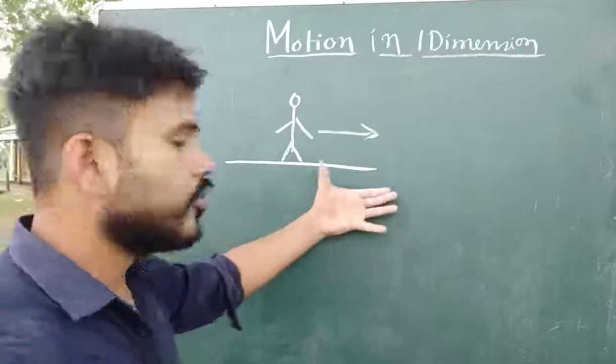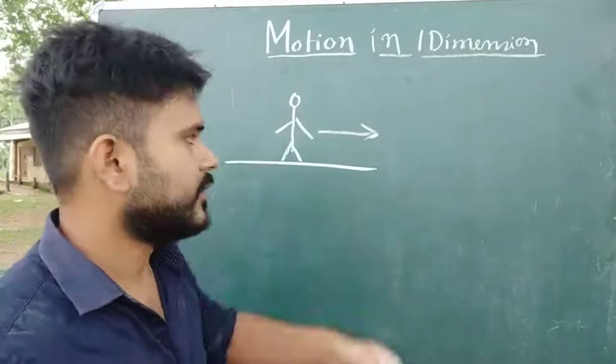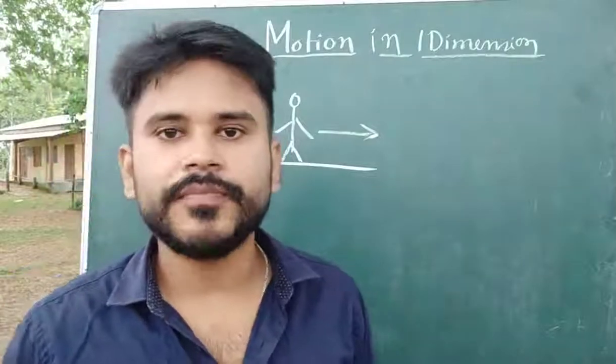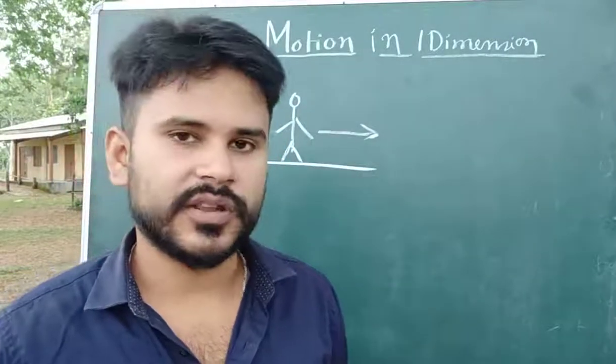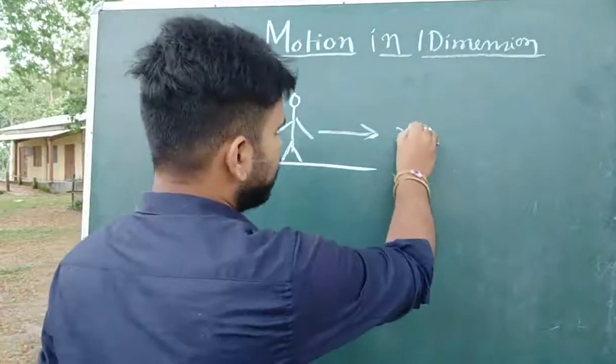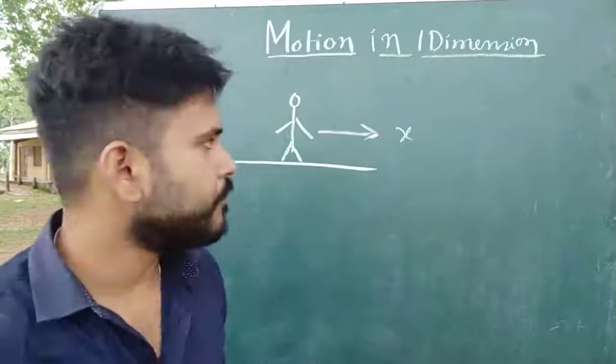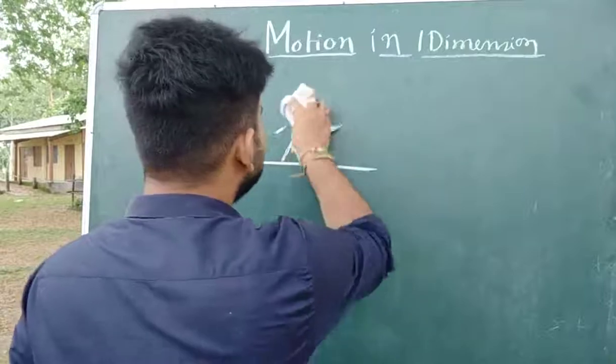Suppose I am moving in a straight path, then to locate my position at every instant of time, I need only one coordinate, suppose the x coordinate. Then the motion will be called one dimensional motion. Now I change the scenario.